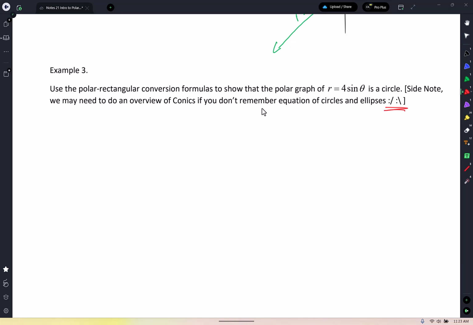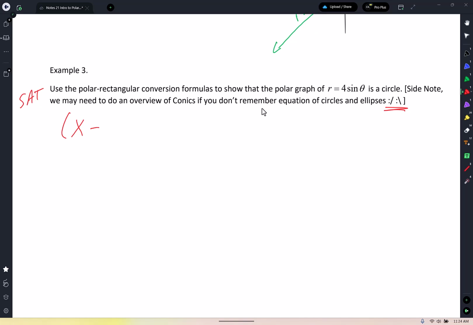I said, use a polar little side note. We may need to do a review of conics if you don't remember the equation of a circle or ellipses. Do you guys remember the equation of a circle or an ellipse? All right, I thought maybe you do from the SAT. Circumference is 2 pi r. That's how we get the radians. One revolution is 2 pi, from the 2 pi r. Well, that's how you find circumference.